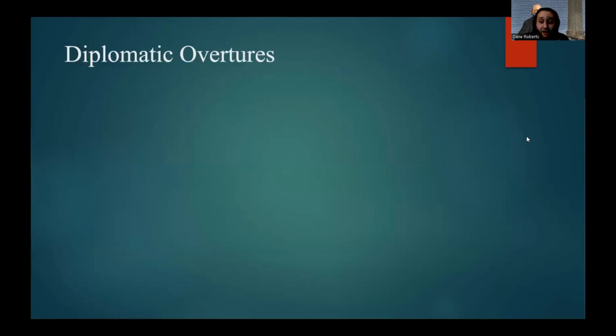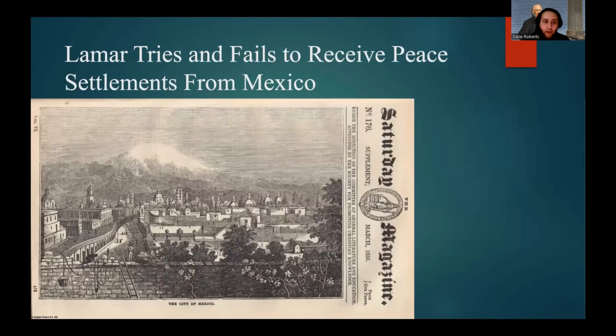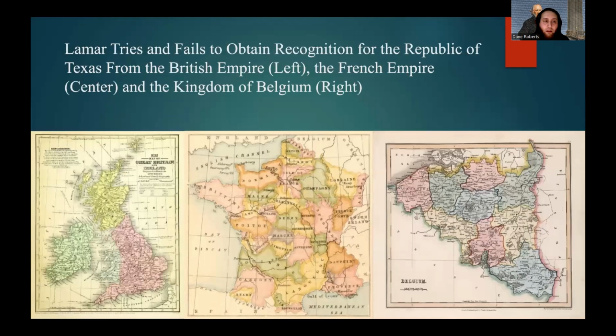Now, that being said, during his presidency, Lamar did make some diplomatic overtures to other nations. He would try several times and fail several times to receive peace settlements from the Republic of Mexico. And he would also try and fail several times to obtain recognition for the Republic of Texas from multiple nations, such as the British Empire, the French Empire, and the Kingdom of Belgium.